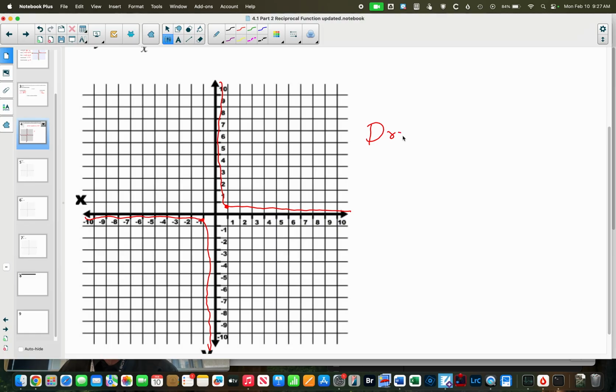They wanted the domain and range. It's going to be the same as the previous one we did, from negative infinity to 0, union, and then 0 to infinity. And the range, all the y values, everything except 0. So it's the exact same thing.